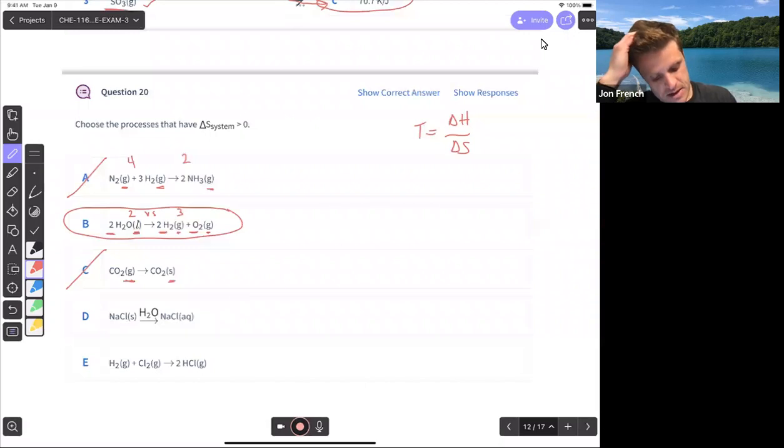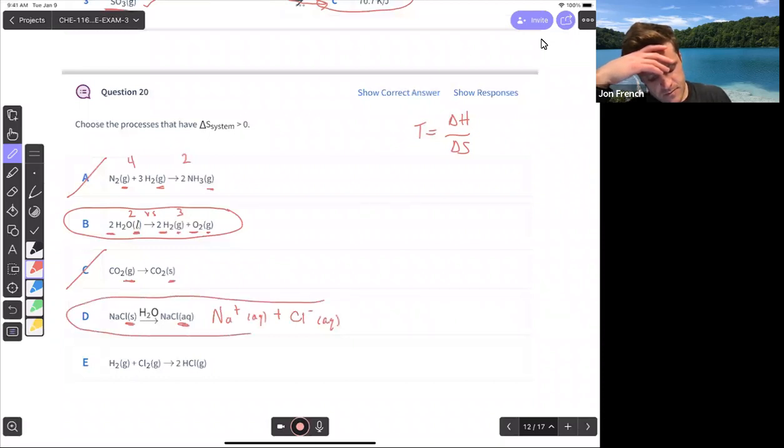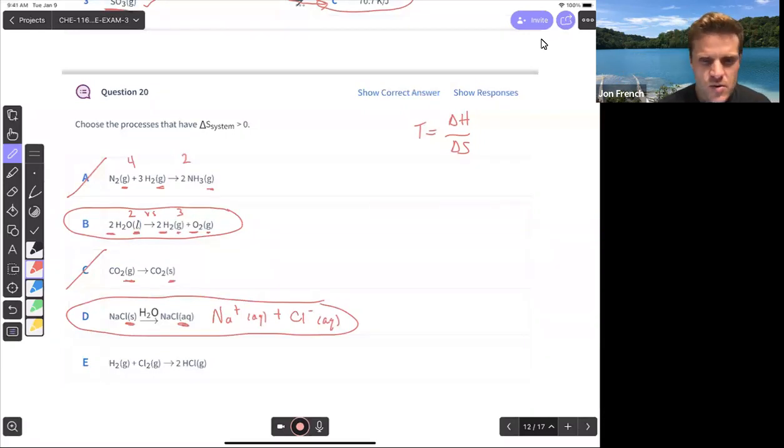We know choice D, I'm going from a solid to something in solution. So really I've got sodium ions in solution, I've got chloride ions in solution, right? And so that's also going to be favorable. So I'm increasing the number of moles. And then let's see, hydrogen reacting with chlorine to form HCl. That one's kind of a tie because we'd have to do the calculation for this one because I've got 1 mole and 1 mole. So 2 total moles going to 2 total moles, gas and gas.